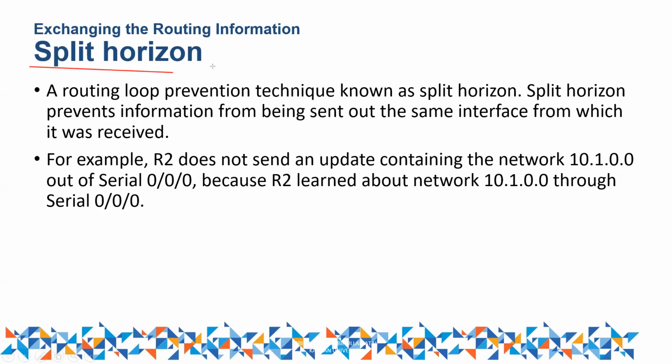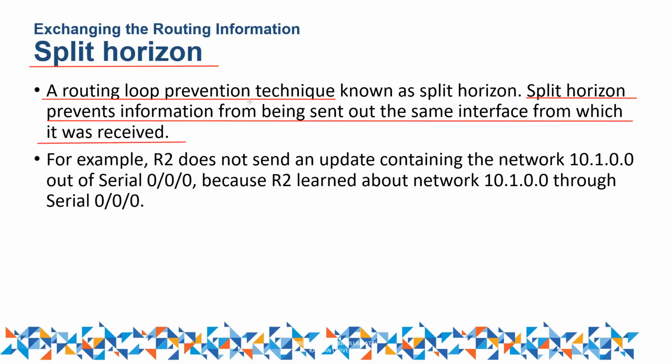It is a process used to prevent routing loops, okay? So split horizon is a routing loop prevention technique. Split horizon prevents information from being sent out the same interface from which it was received. What does it mean? Let me explain. Let's focus, dear students. Okay, focus here.